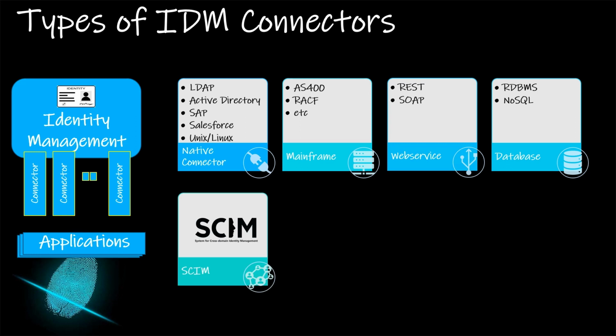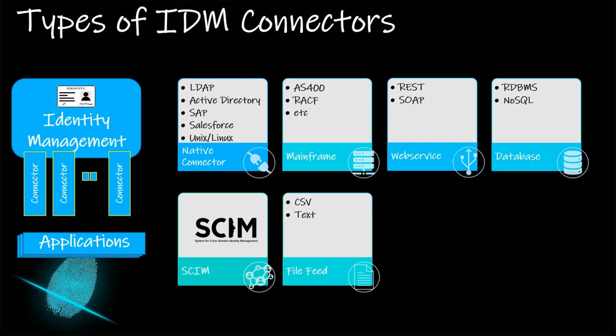SCIM connectors are a special type of connector. SCIM, or the System for Cross-Domain Identity Management Specification, is an open standard designed to manage user identity information. SCIM provides a defined schema for representing users and groups, and a RESTful API to run CRUD operations on those user and group resources.